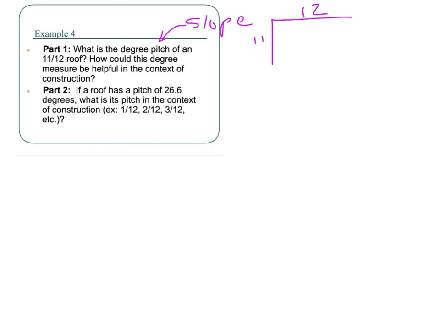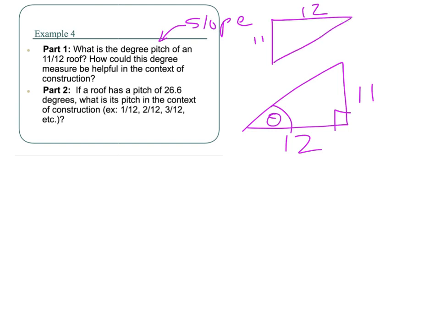So I'm going to draw this as maybe a little more familiar right triangle. Slope is rise over run, so we go up 11 and we go over 12. What is my degree pitch? I'm looking for this angle right there. So I've just got to flip the triangle over, or rotate it really, because I could have made this into a triangle right there. So what is my degree measure?